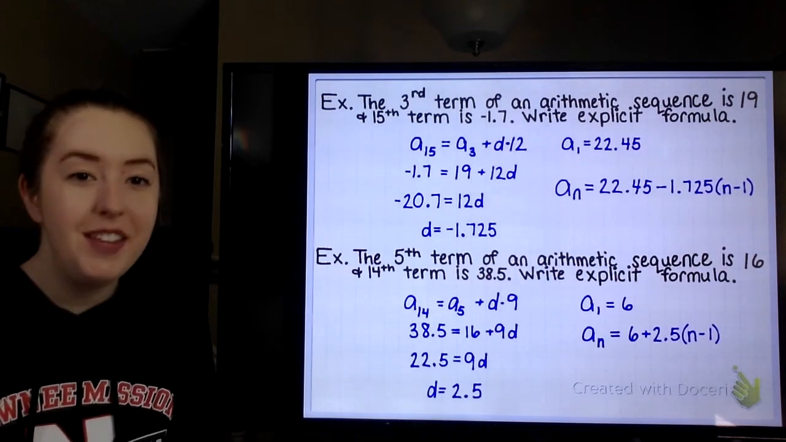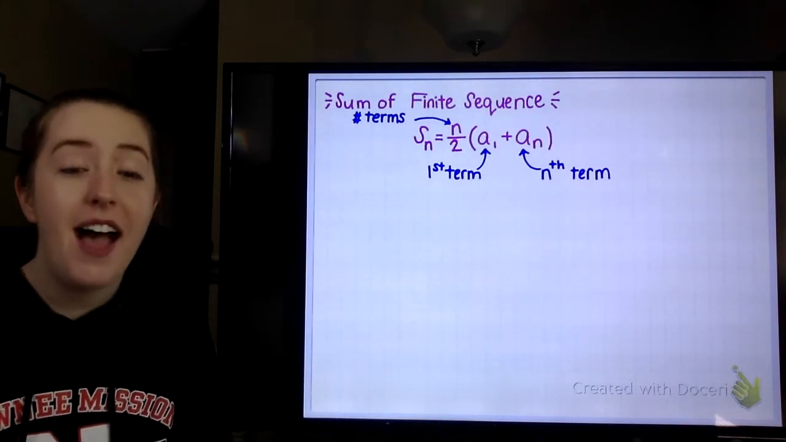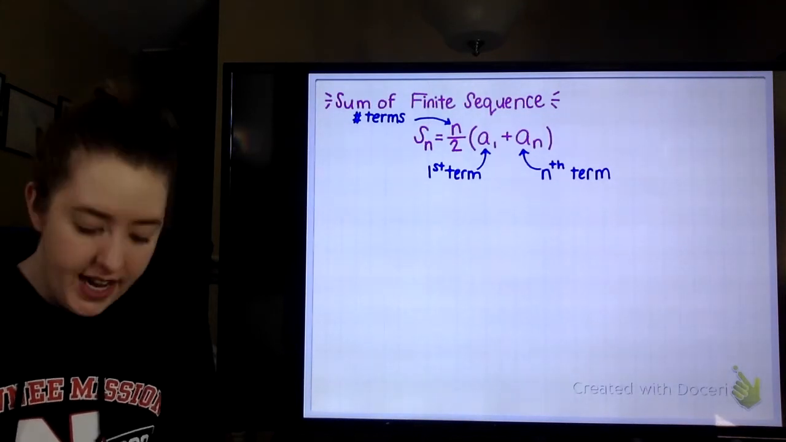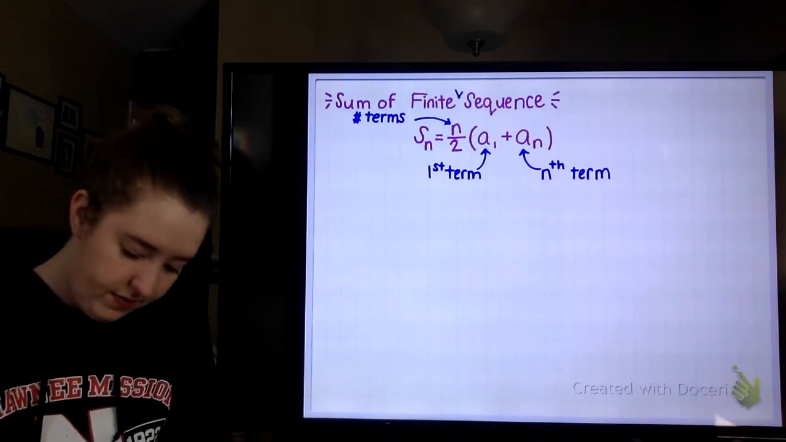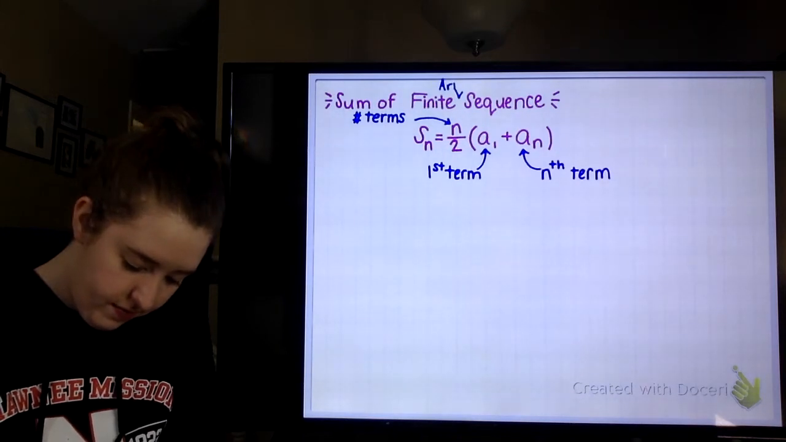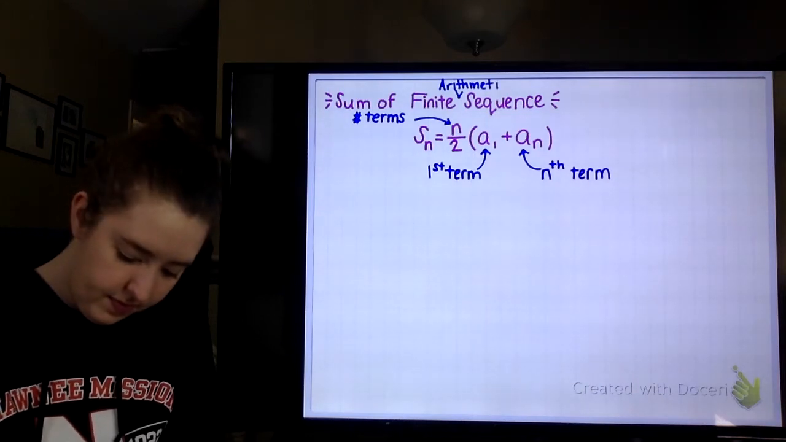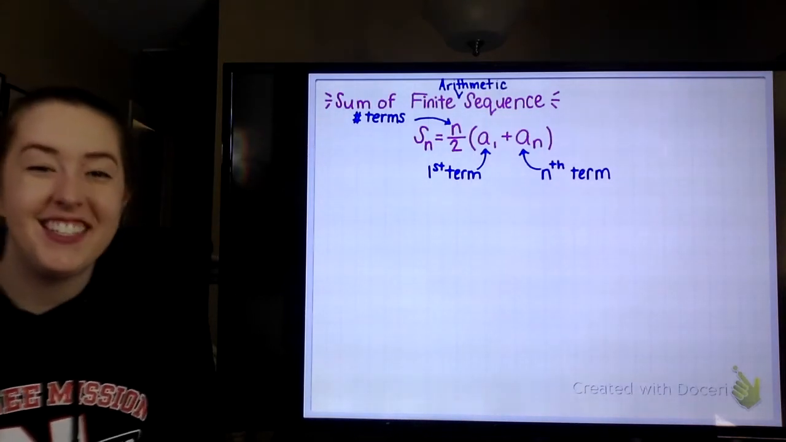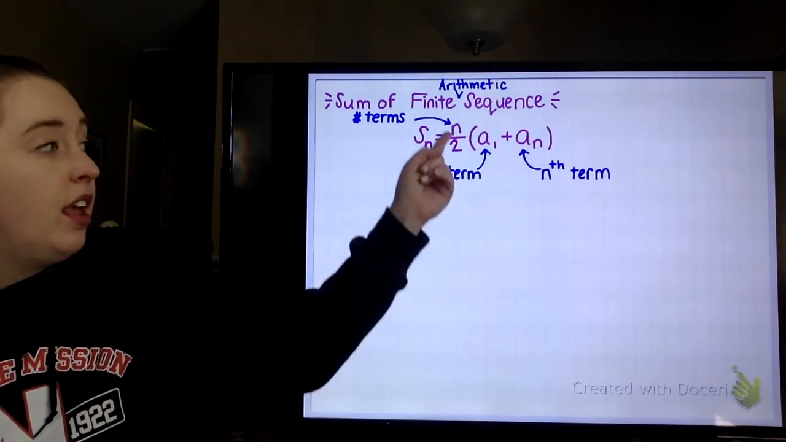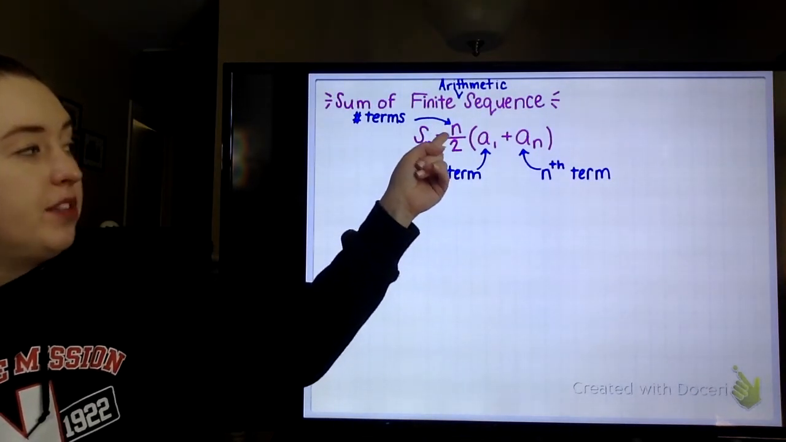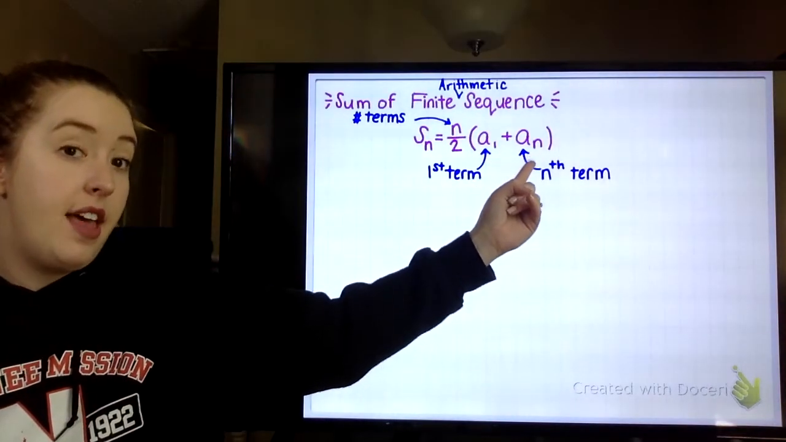All right, so now we learned a little bit about arithmetic sequences. What happens when we turn them into a series and start to take some sums? So if we want to have the sum of some sort of finite arithmetic sequence, the sum of the first n terms is going to be the number of terms divided by 2 times the first term plus the nth term.